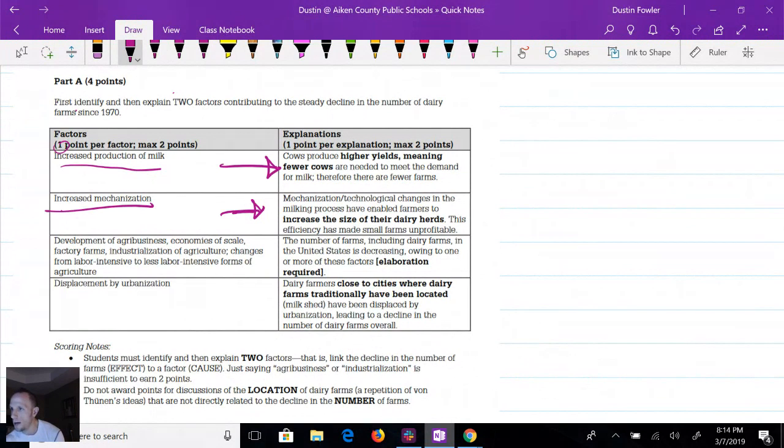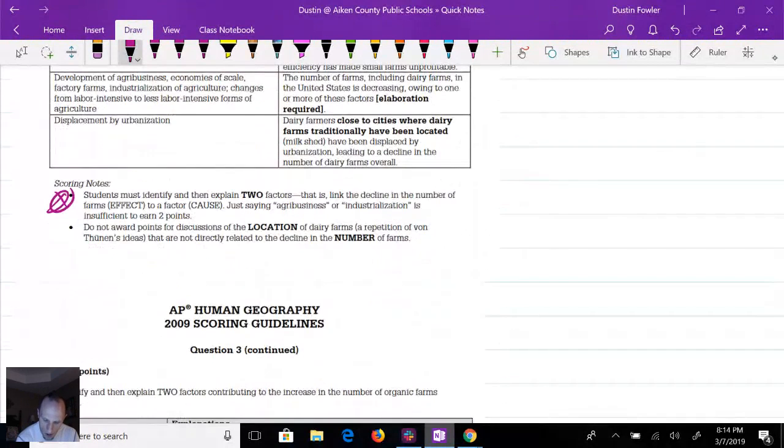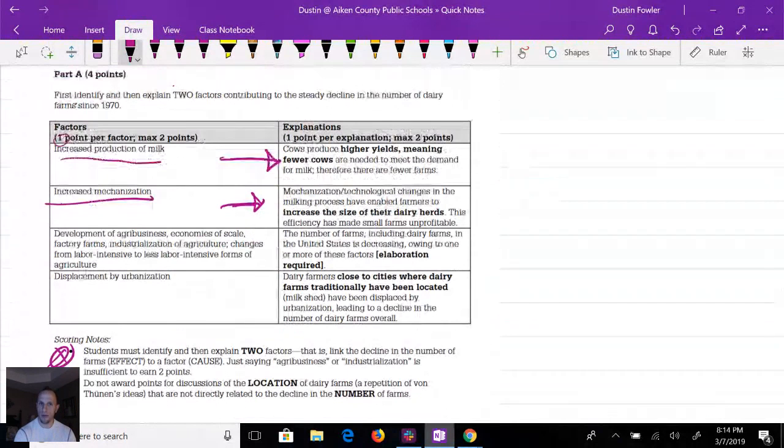The explanations usually come with examples. Correct. They absolutely do, Ms. Hutchins. So in this case, what you're looking at here is the explanation for the milk production, and they have to go together. Look. Scoring notes: students must identify and then explain two factors. That is, link the decline of number of farms, the effect to the cause. So if you're going to say increased milk production is the identification, you have to use this explanation more or less for that. It can't be something else.